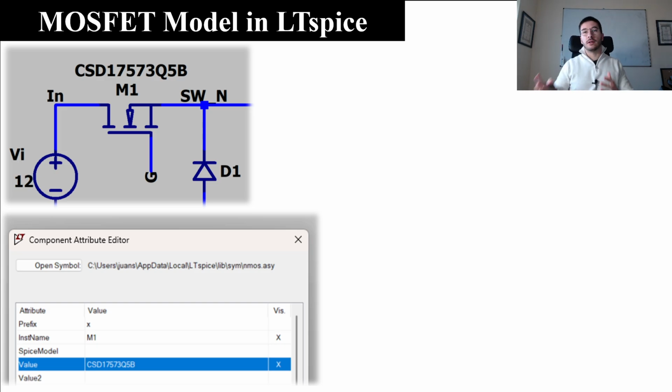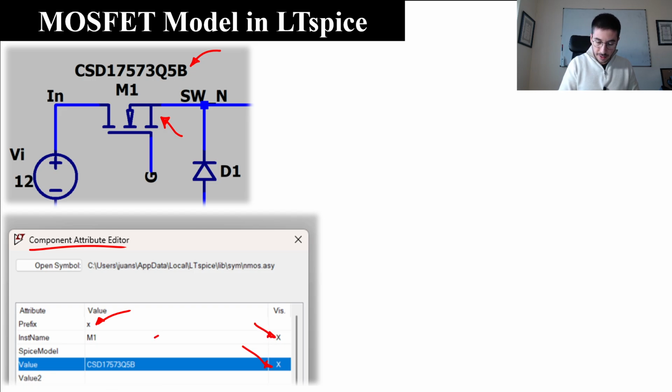Let's see how we include the MOSFET model in LTspice, because this model is not included in the default version of the software. So what we are going to do is to put a MOSFET symbol, modify the name, and put the reference of our MOSFET, and then in the component configuration of the MOSFET, you have to ensure that here you see an X, another X here, and here. And here you must see the reference of the MOSFET.